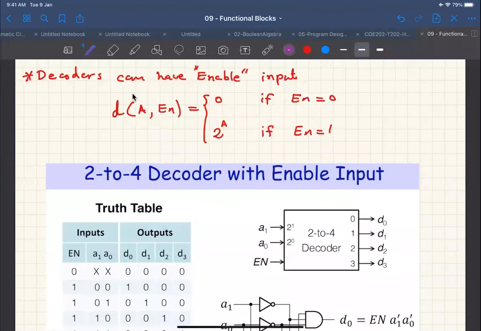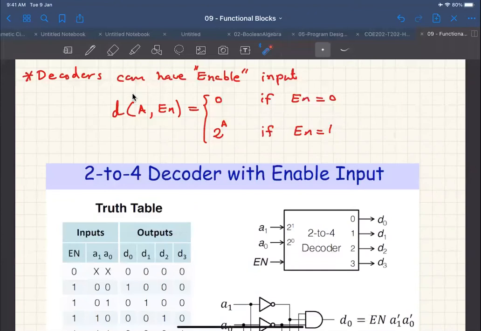What about some decoders? They have what we call an enable function, an enable input, in addition to A. If enable is 0, the decoder outputs will all be 0. And if enable is 1, the decoder will function normally.